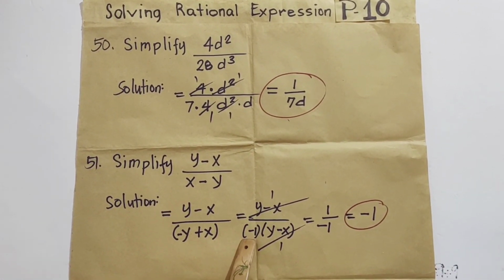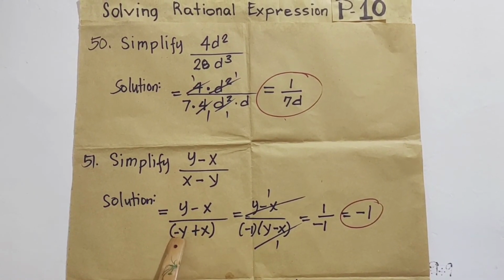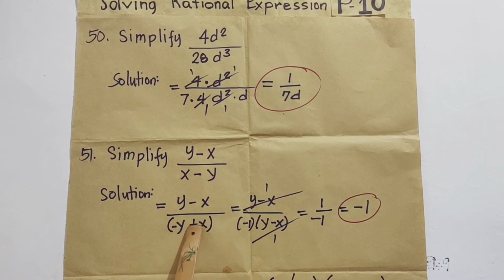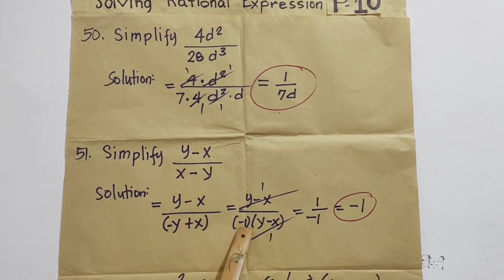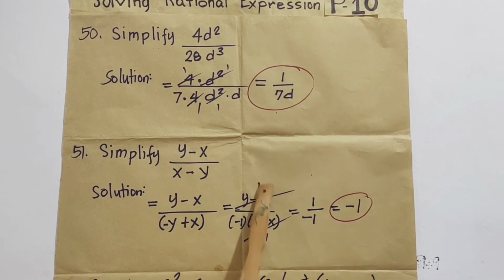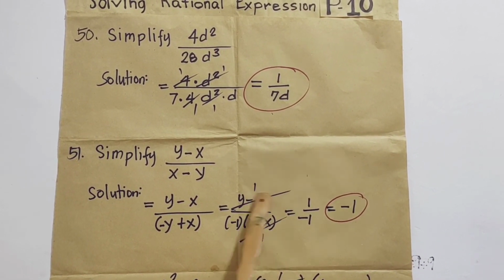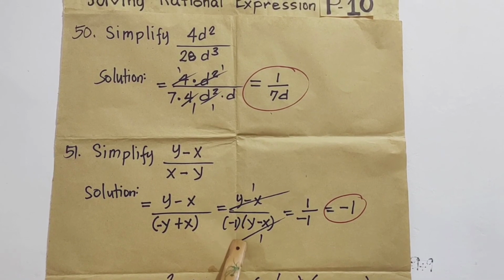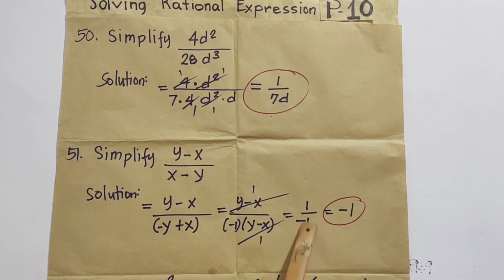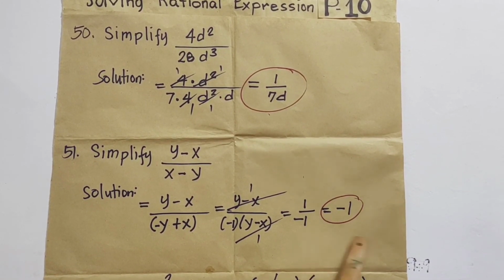And negative 1, divide negative y, equals positive y. Then positive x and negative 1, if we divide, we have negative x. Then we can cancel now 1, 1, and 1 over negative 1 times 1 equals negative 1. If we divide, the answer is negative 1. That is our answer.